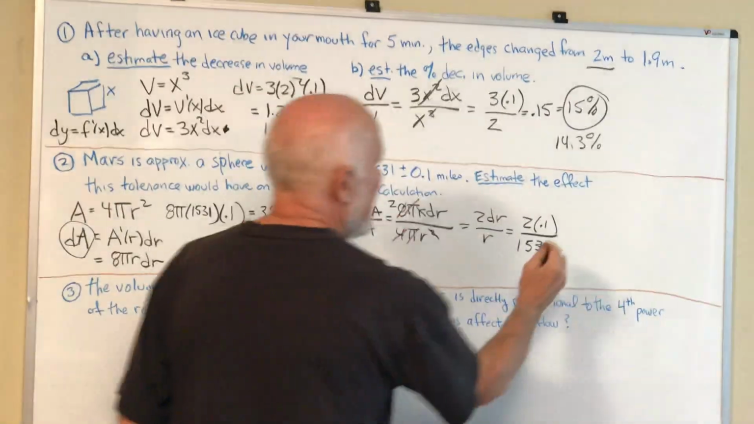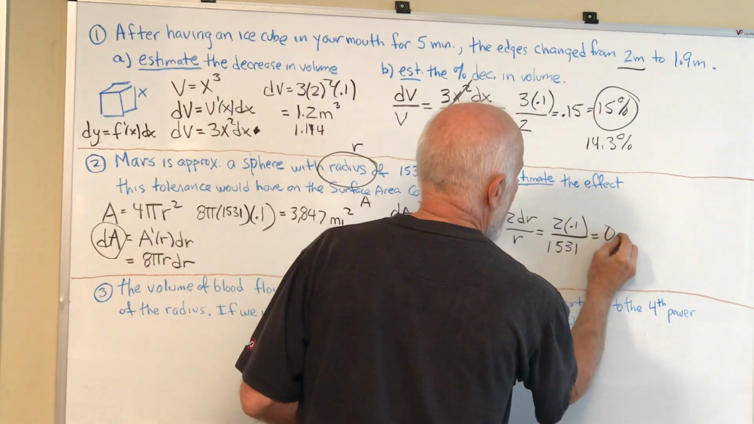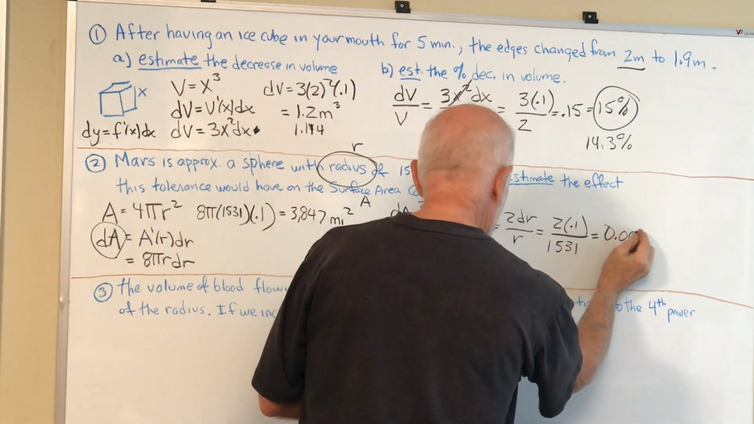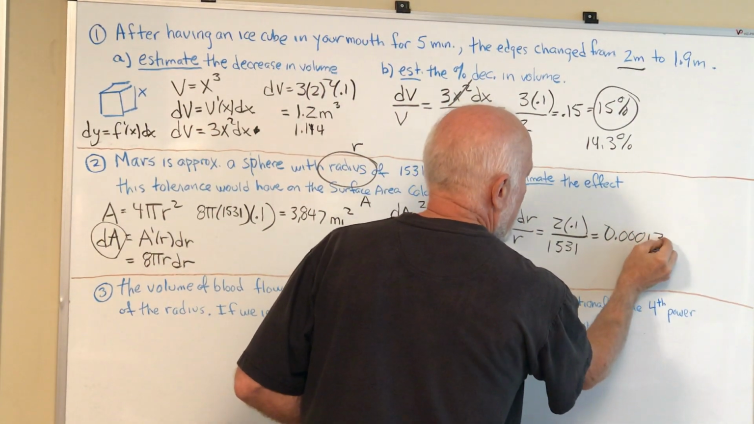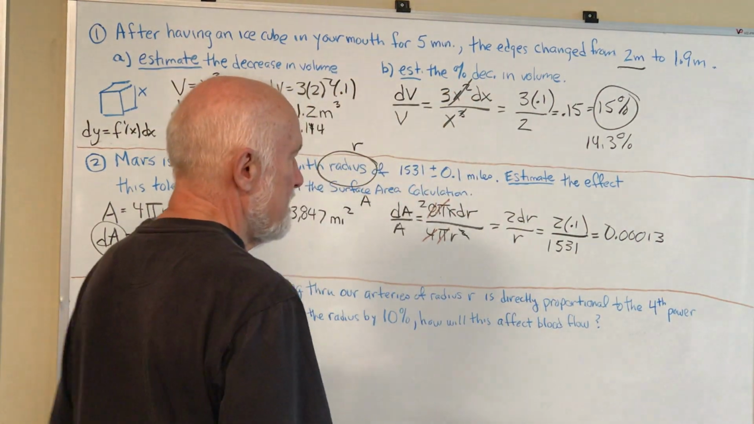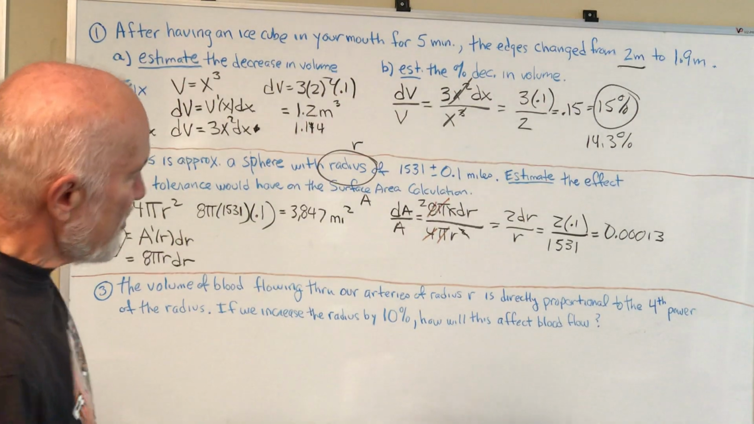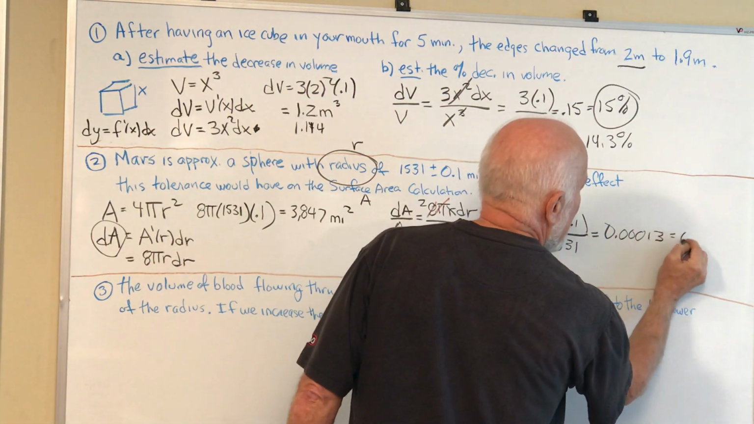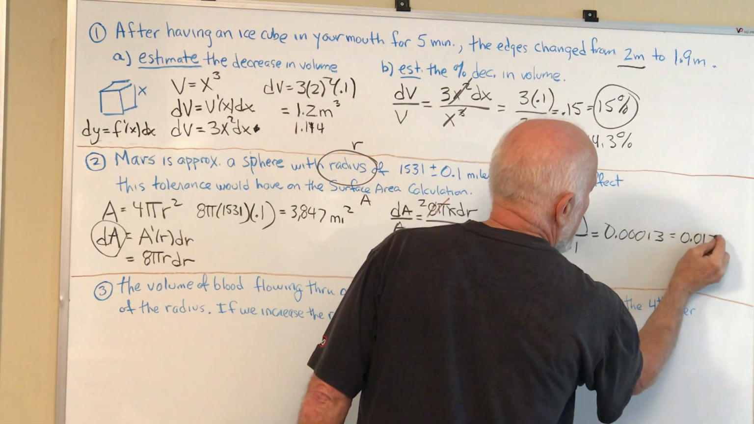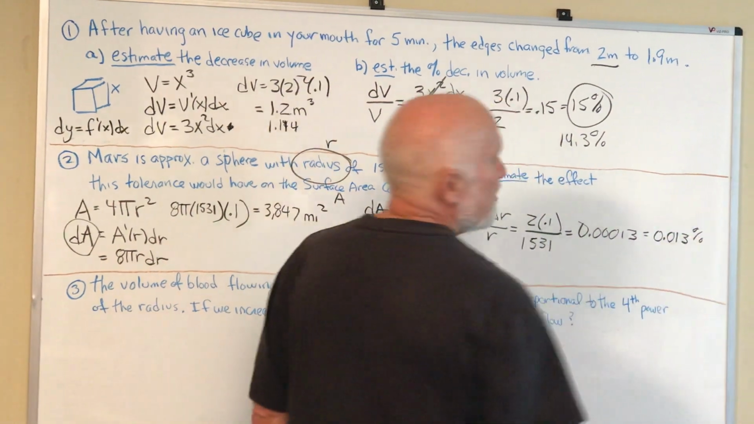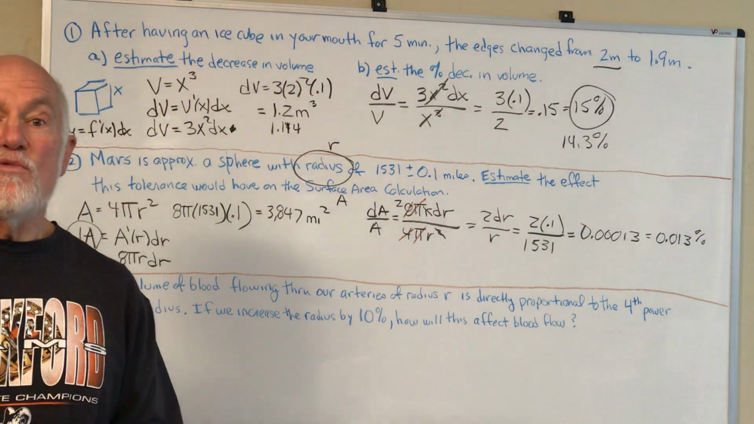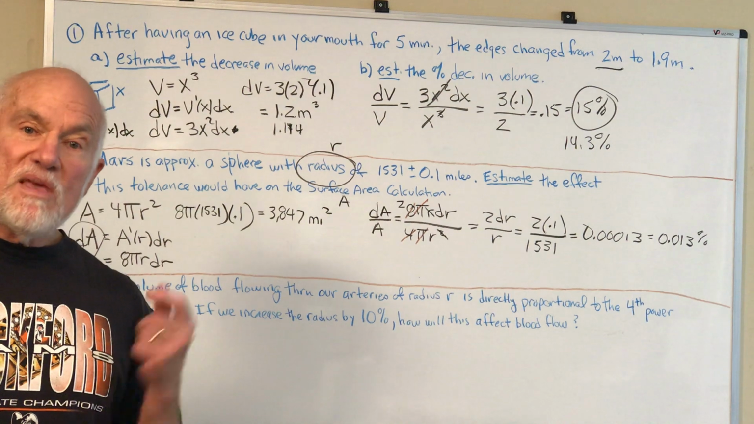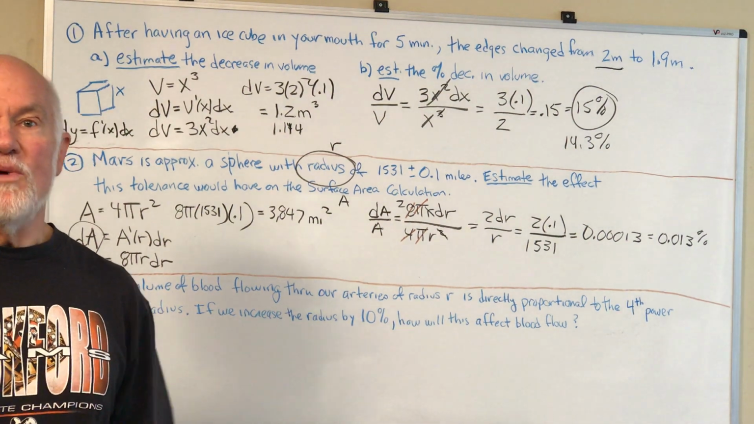And if you put that on the calculator, you get 0.00013. And in a percentage, you just move the decimal 2 places and you get 0.013%. So only about 1/100th of 1%. Maybe that's something that you could deal with.